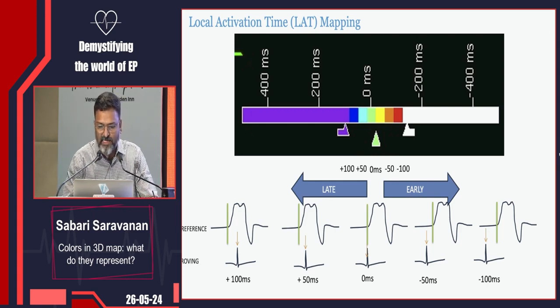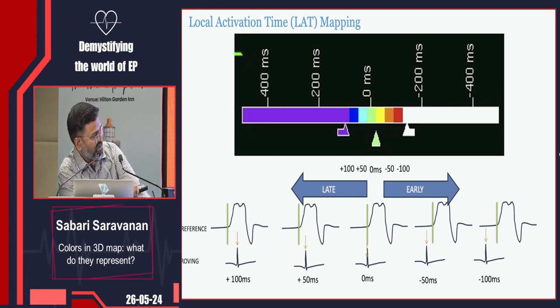If it is 0 milliseconds, it is on time. If it is early with respect to the reference, a negative sign will be given. So it is minus 50 milliseconds. If it is further earlier, it will be like minus 100. And the system automatically assigns the color scale.